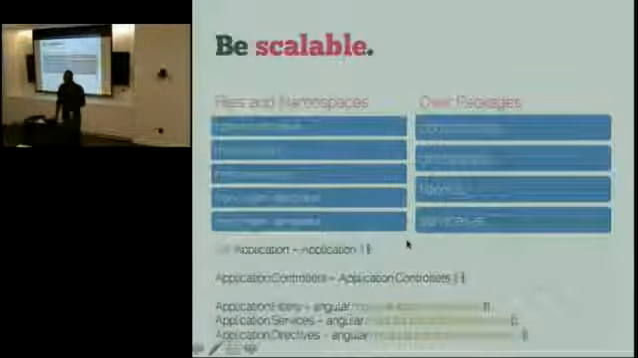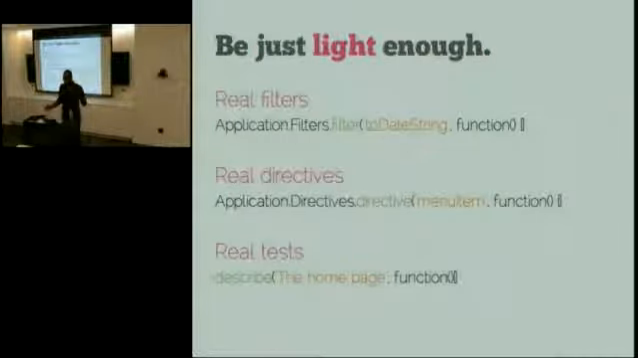And the third point is that this application, the Angular Sprout application, needs to be just light enough. And like I said, it's this idea that I should give you enough that you can reference a new idea really easily, or reference how to implement a new idea really easily, but not so much that you're removing things. So the three examples in the Angular Sprout app of how this works are that I have real filters, real directives, and real tests.